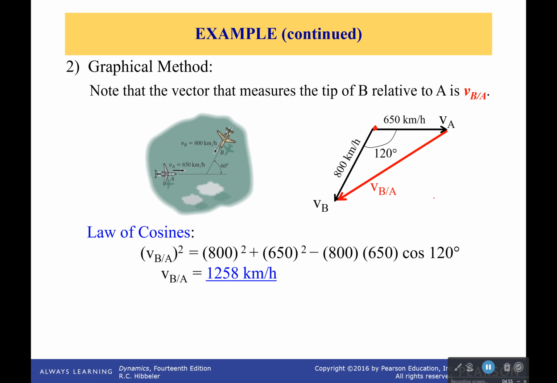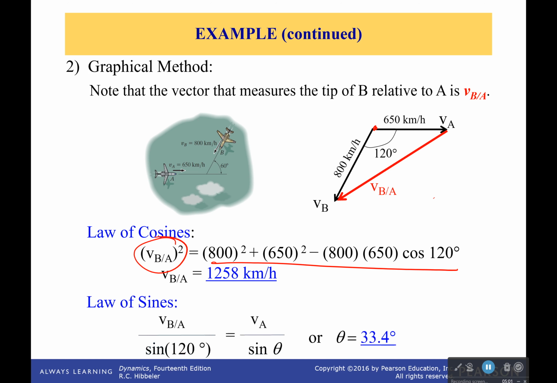So I plug it in. I'm trying to solve for this. I know everything else. It comes to be 1,258 kilometers per hour. And if I use the law of sines, I can figure out what the angle is. And theta will come out to be 33.4 degrees.